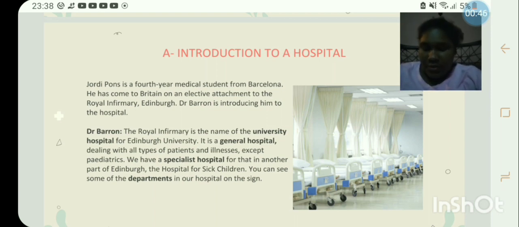Dr. Baron: The Royal Infirmary is the name of the University Hospital for Edinburgh University. It is a general hospital dealing with all types of patients and illnesses except pediatrics. We have a specialist hospital for that in another part of Edinburgh, the Hospital for Sick Children. You can see some of the departments in our hospital on the sign.